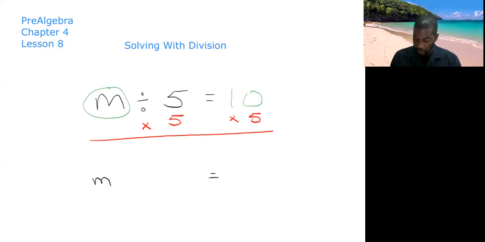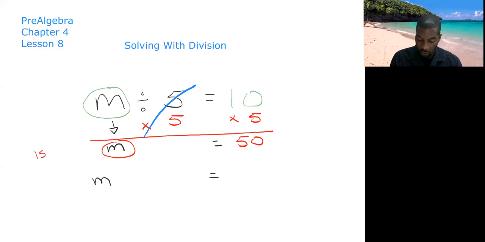And so I said, okay, nothing happened to the m. So I write that down there. Divided by 5 and multiplied by 5 cancel each other out because they're inverses. And then I drop the equal sign. And then I say, what is 10 times 5? And 10 times 5 is 50. So now I have my m, my variable, isolated by itself.